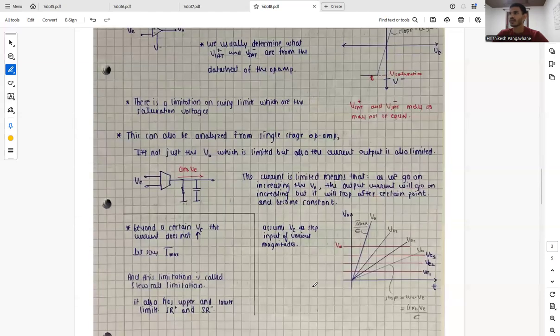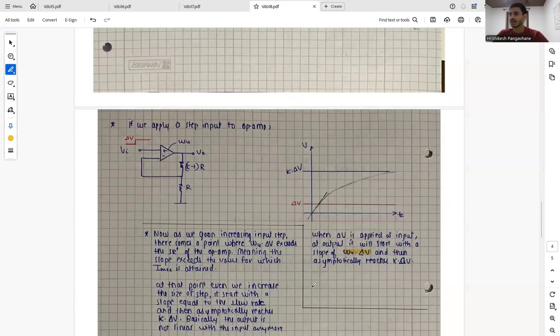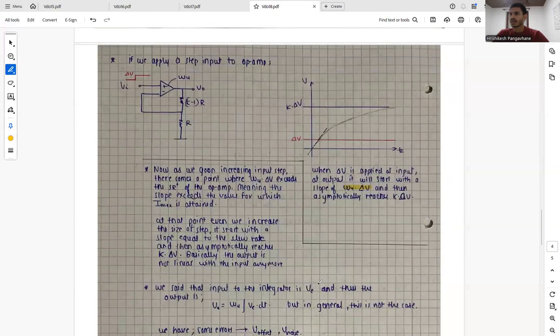So we have the equation, and let's say we consider that as we go on increasing the input step voltage, so as we go on increasing the delta V, there comes a point where omega U times delta V exceeds the slew rate of the op-amp, meaning the slope exceeds the value for which Imax is attained.